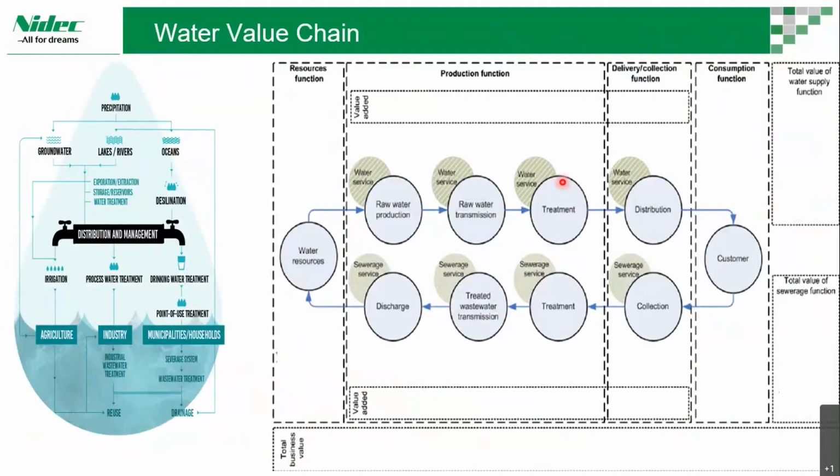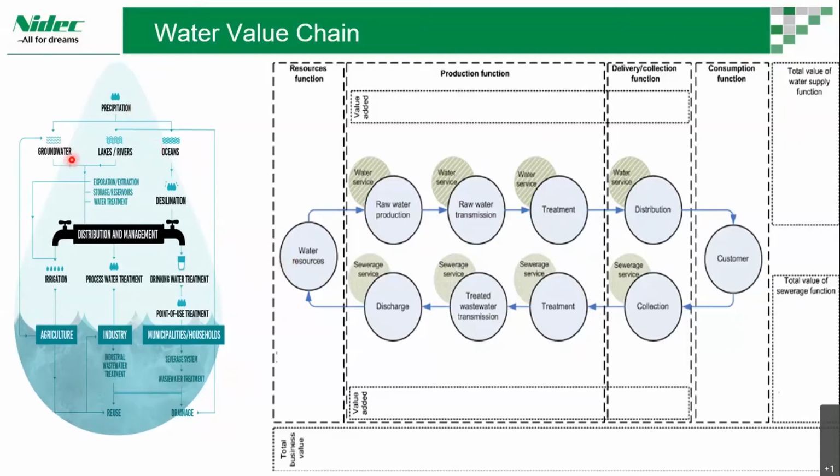Going with the water value chain, we can see the four functional value chains here. We have a resource function, and going to the production function, we are adding value on this production part, like the raw water gets pumped, transmitted and treated, and for the distribution it gets consumed. That's the final function of the value chain.